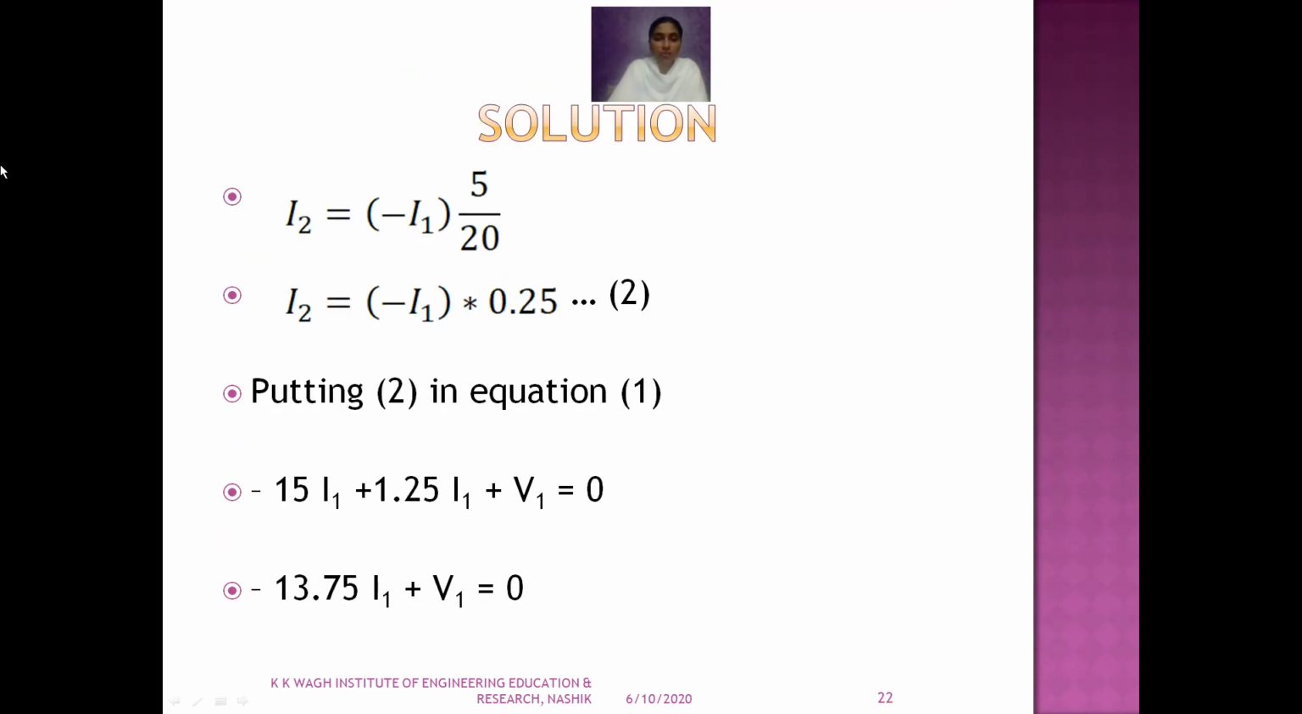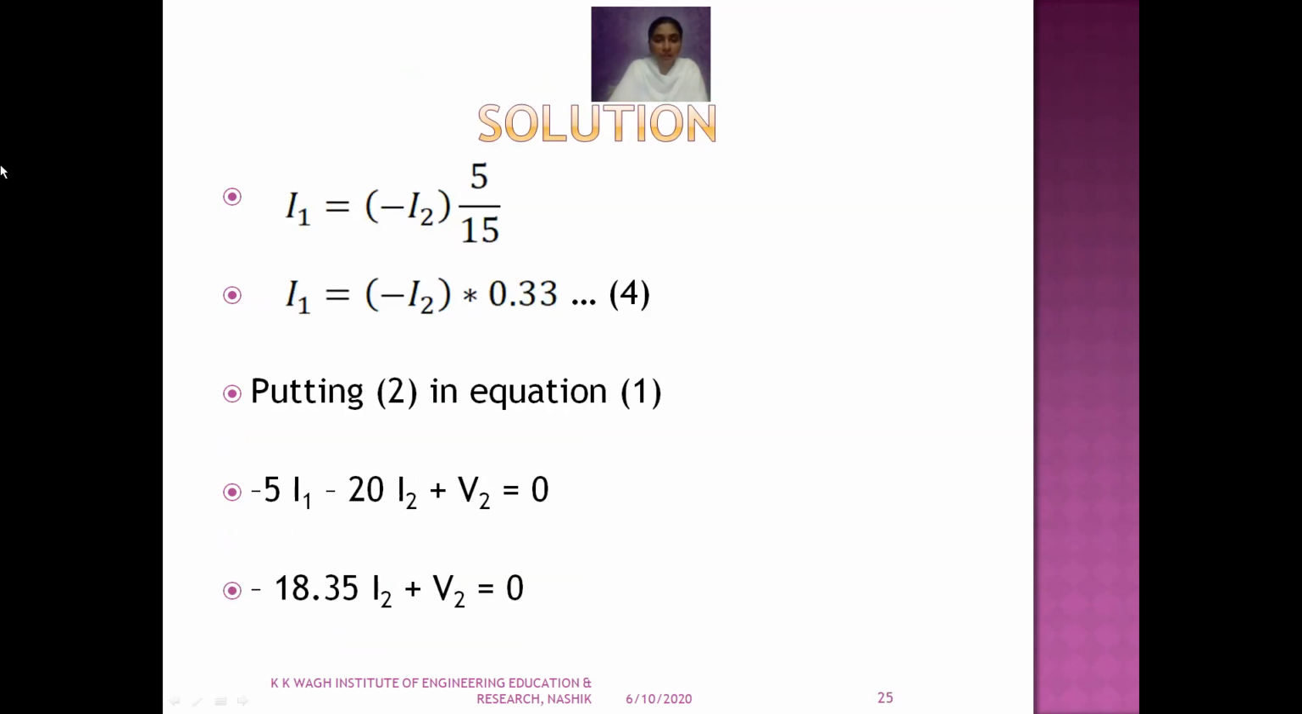The equation for I1 in terms of I2 is I1 is equal to minus I2 into 5 upon 15. 5 upon 15 is 1 by 3, which is 0.33. That is what we are obtaining in this case. I1 is equal to minus I2 into 0.33. This is equation 4. Now I am putting equation 4 in equation 3.